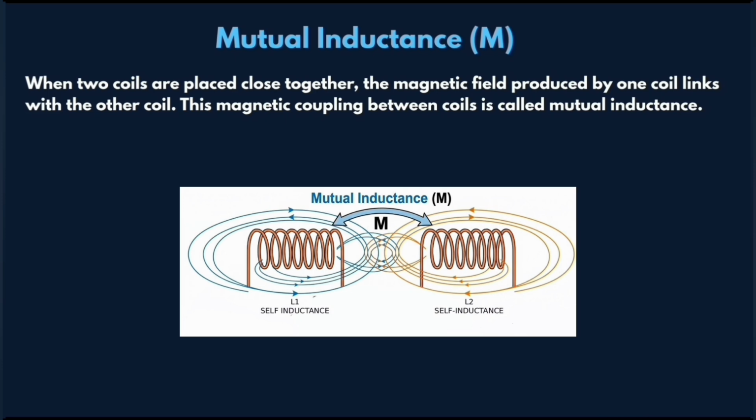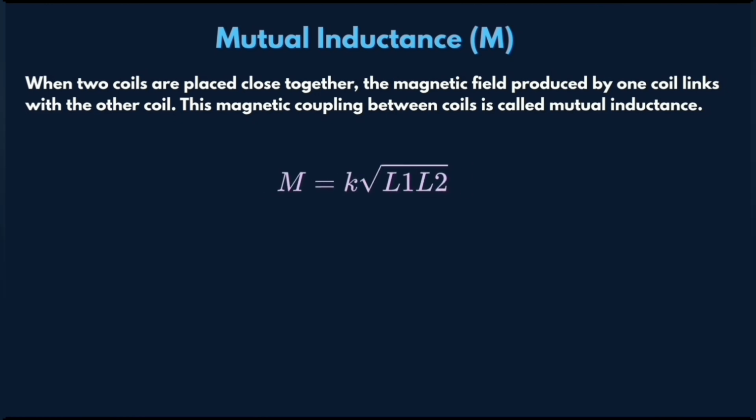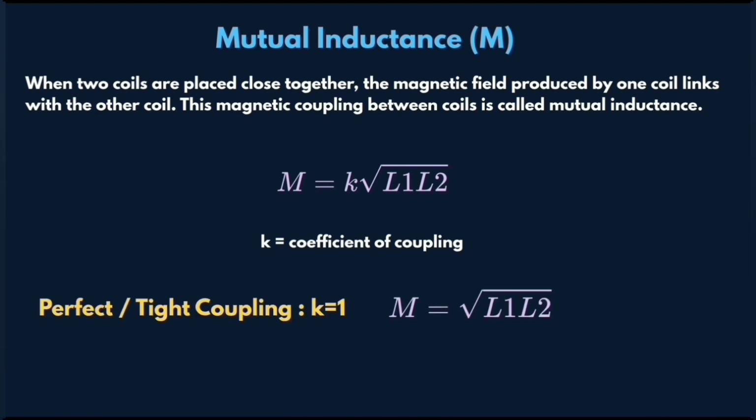Mutual inductance. When two coils are placed close together, the magnetic field produced by one coil links with the other coil. This magnetic coupling between coils is called mutual inductance, which is given by this particular formula. Here, K is nothing but the coefficient of coupling and its value lies between 0 and 1. If all magnetic flux of one coil links with the other coil, we call it perfect or tight coupling. In that case, K equal to 1, and M or mutual inductance is given by this particular formula.